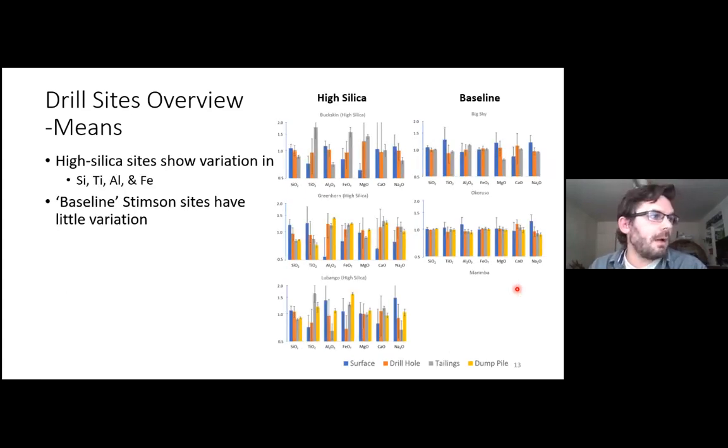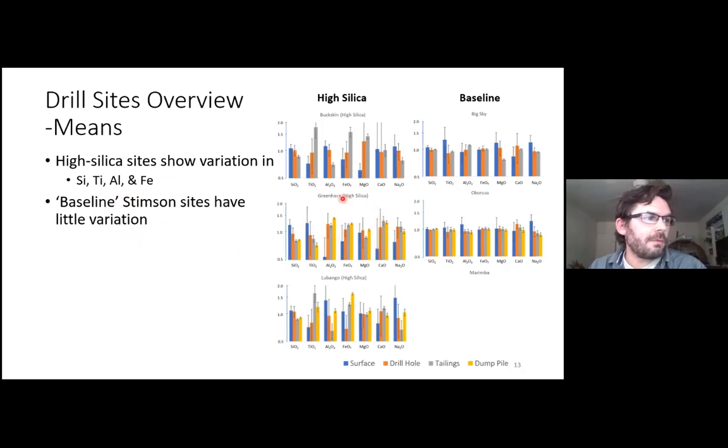All right, moving on. A big part of this is actually comparing these high silica sites, these sites with obviously elevated silica, and we'll find some interesting changes in here. These are the ones with some real variation in values. High silica sites show variation in silica, titanium, aluminum, and iron.